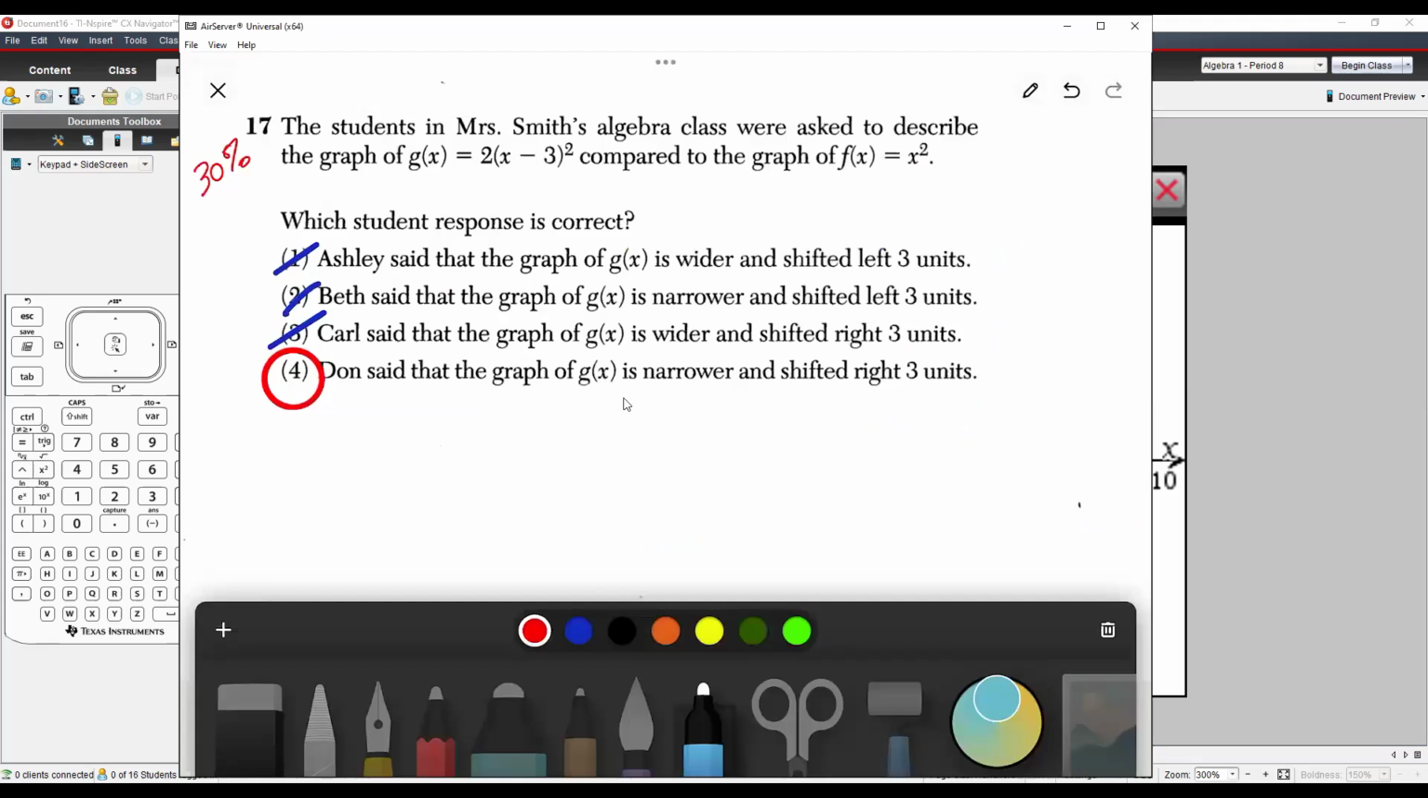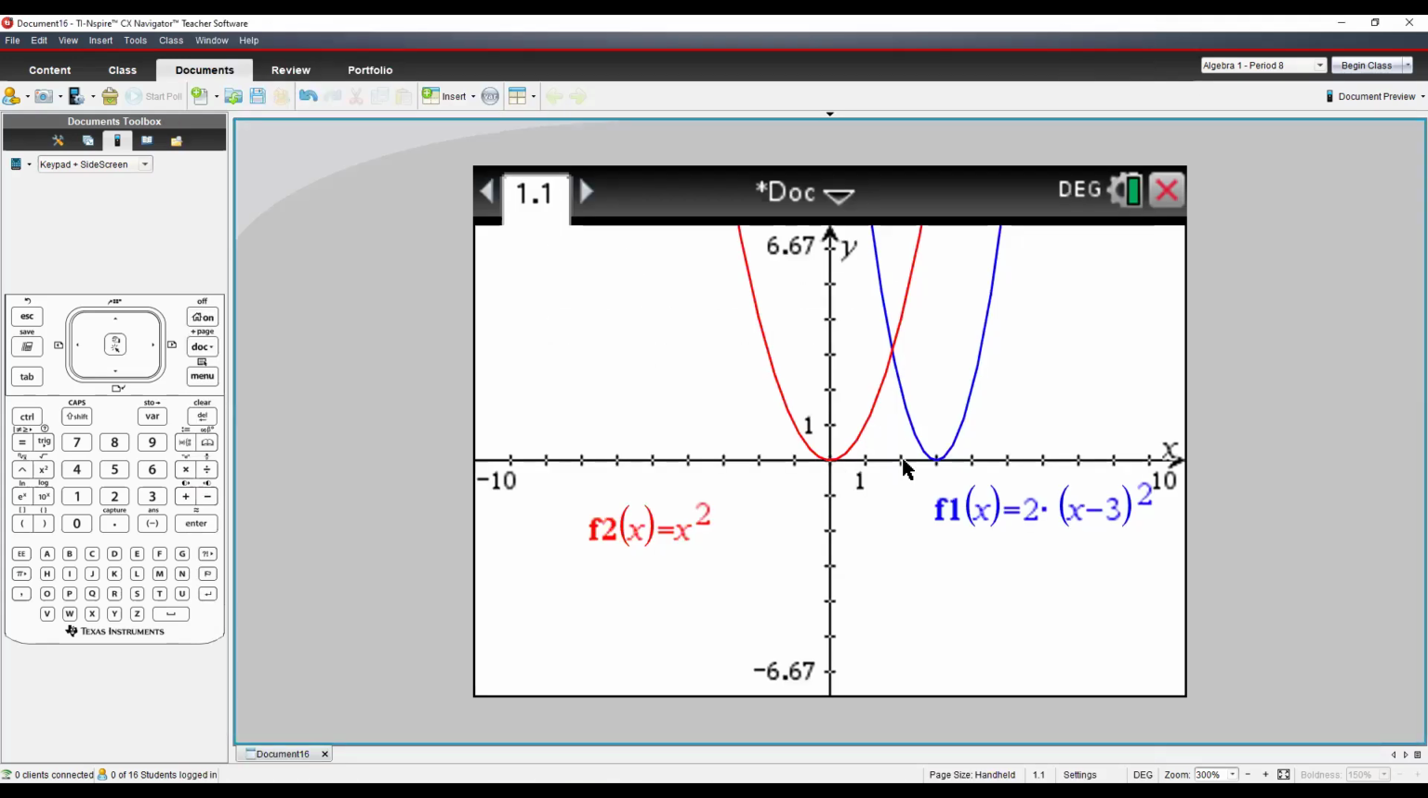Now that I actually go through all of these, I can see why some of you guys probably messed up, because you didn't know, when it says shifted right or shifted left, whose perspective were they talking from? Were they talking from the g of x perspective or the f of x perspective? But it seems like they were talking from the f of x perspective. That's what they wanted you to see. From the f of x perspective, g of x is narrower and it's also shifted to the right. So Don is the correct one.